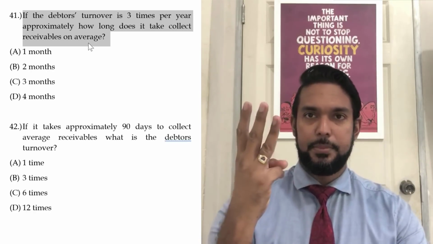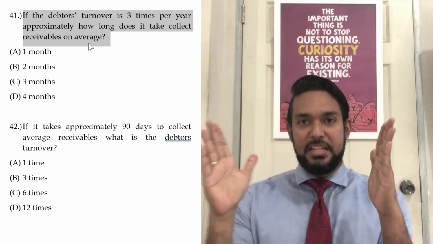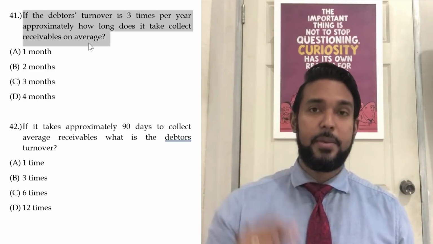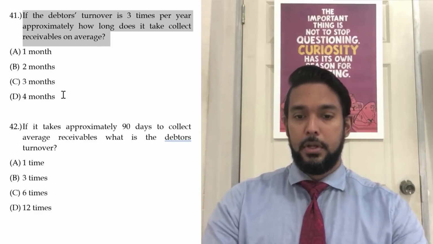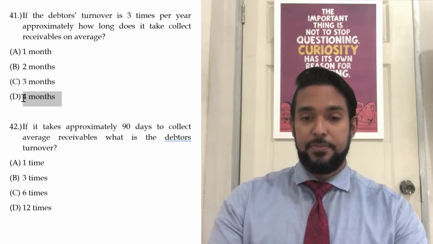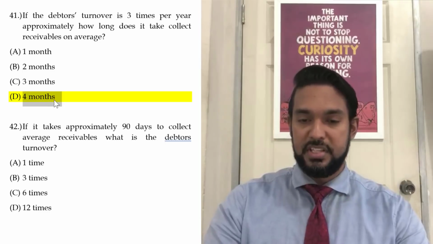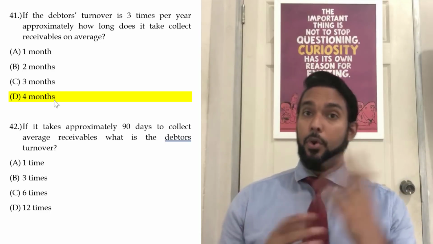So we collect 3 times in 12 months, assuming an even collection pattern. If you take 12 and divide by 3, you get 4. So we take 4 months. Every time 4 months has passed, we collect our receivables. And yes, 12 divided by 4 will give us back 3.